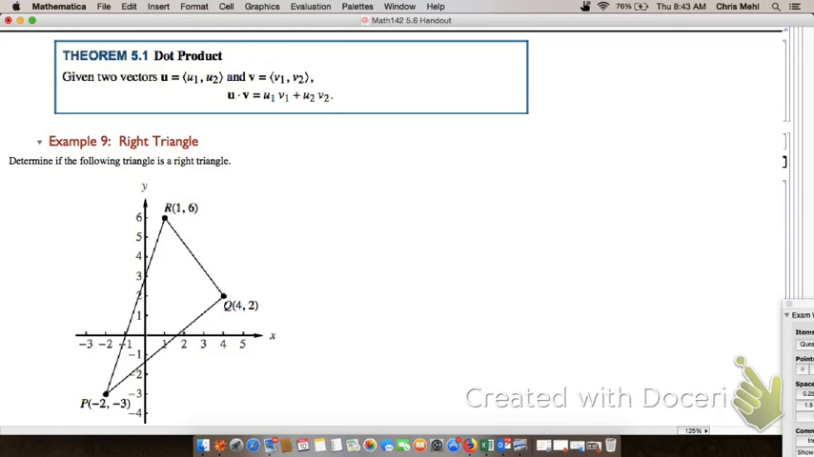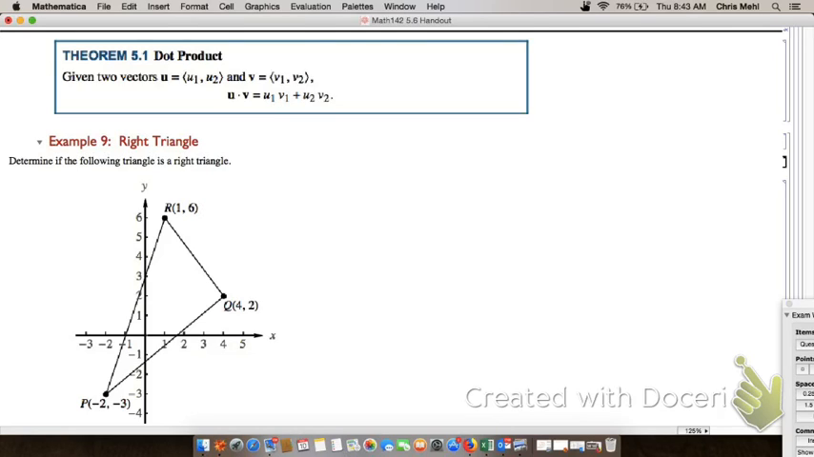Okay, so the other formula for a dot product, if you look in the box at the top on the next page, given two vectors u with components u sub 1, u sub 2, and the vector v with components v sub 1, v sub 2, the dot product is just the product of the x components plus the product of the y components. I'm not going to go through the proof of this.